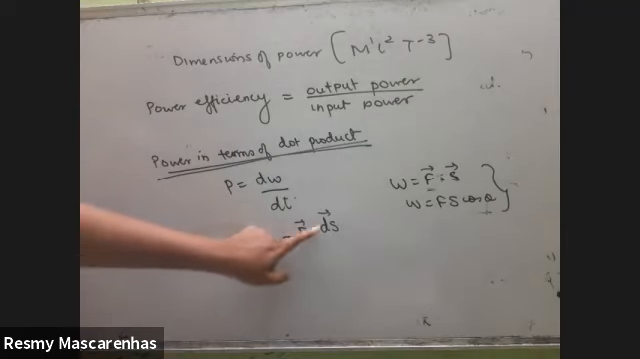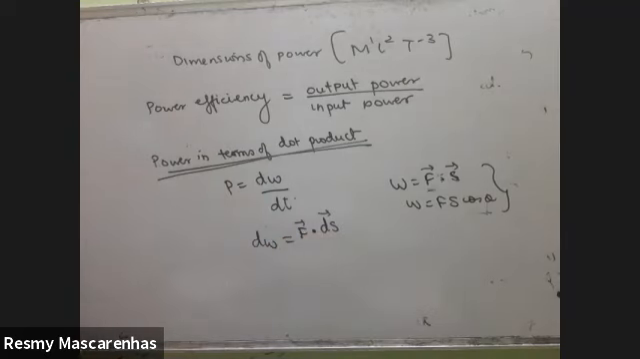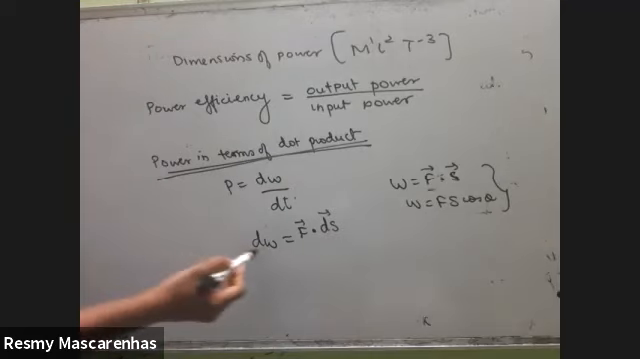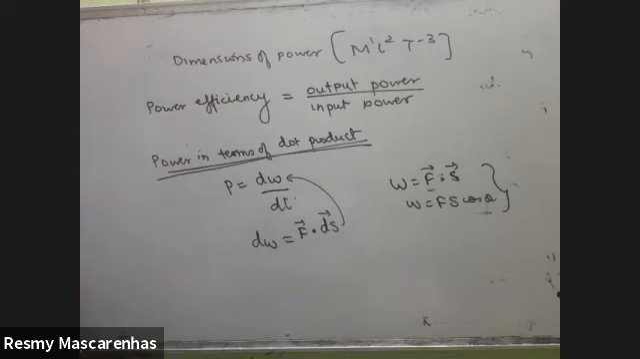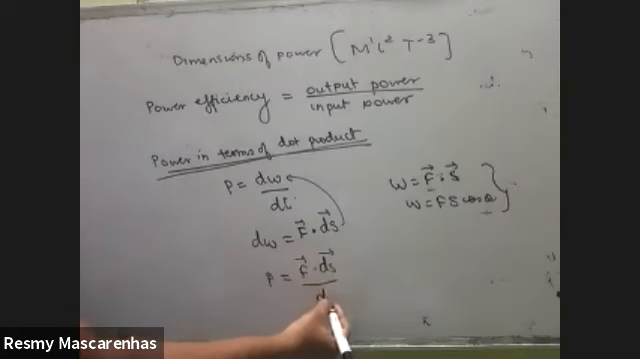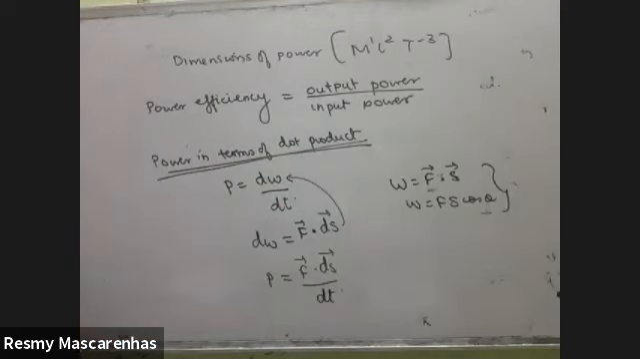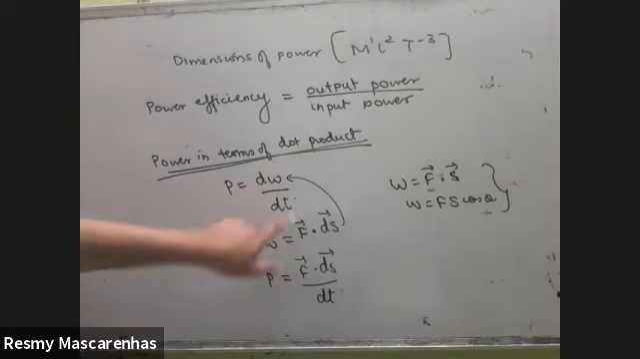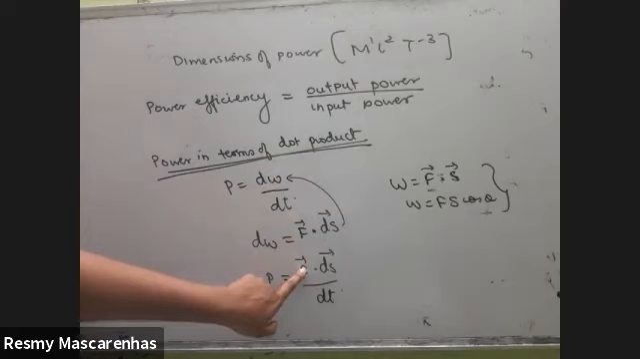Work done is nothing but force into displacement. I'll just put the value of this work over here. The power will be what? F bar dot ds upon dt. Put the value of dW in the power equation. This dW is F dot ds, put it here. So it will become F bar dot ds upon dt.